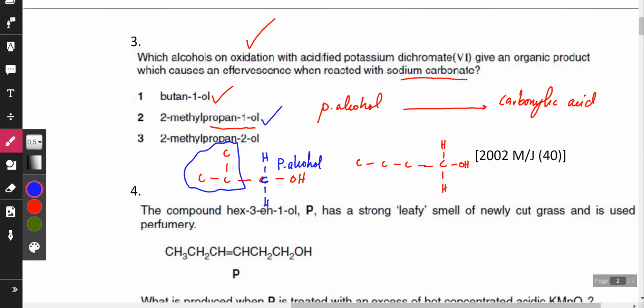Ethan, Mohammed, is this clear? Yep. Yes. So what about the third one?